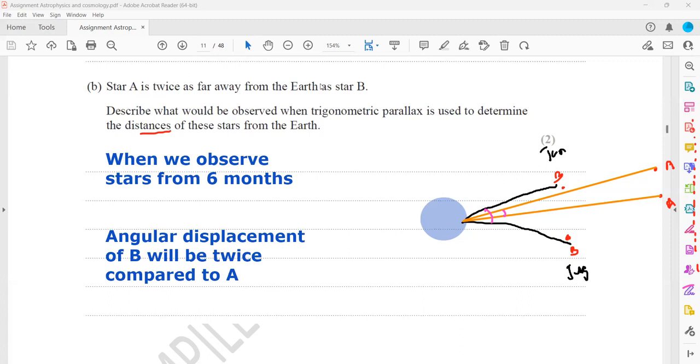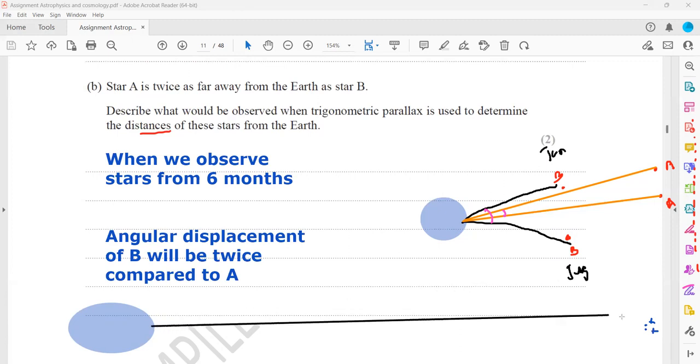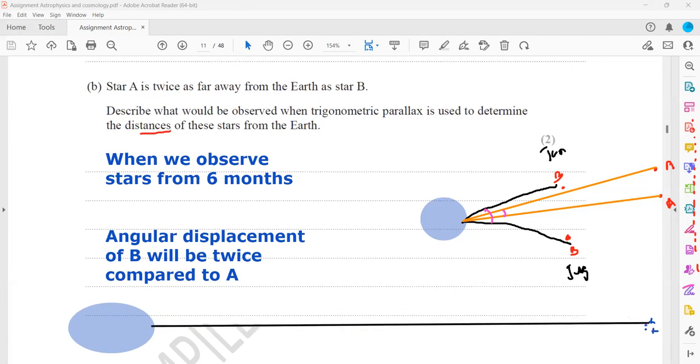The reason is that if the star is too far from us, then the apparent change in position, for example, this is a star, say X, after 6 months it might change its position to here. So for that 6 month duration, the change in angle will be very small. So it will have a higher uncertainty. That's why trigonometric parallax cannot be used for stellar objects which are too far from us. Is this part clear?